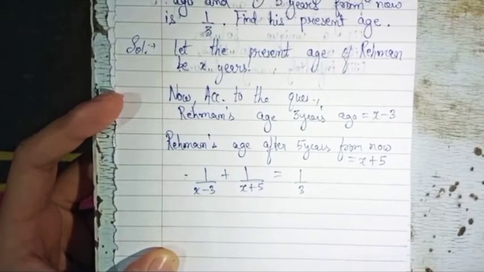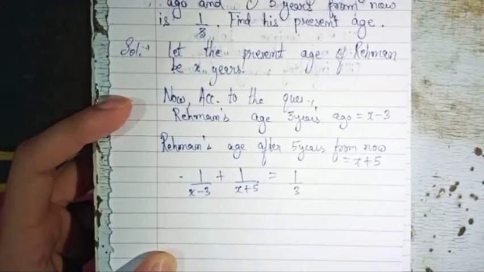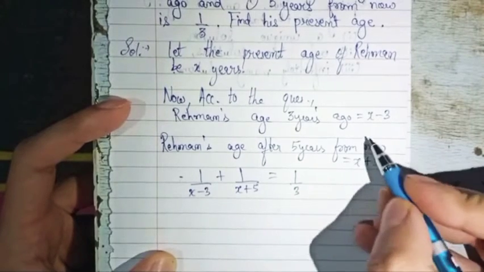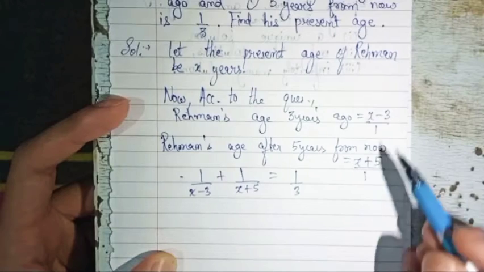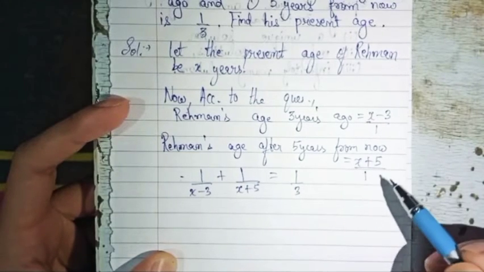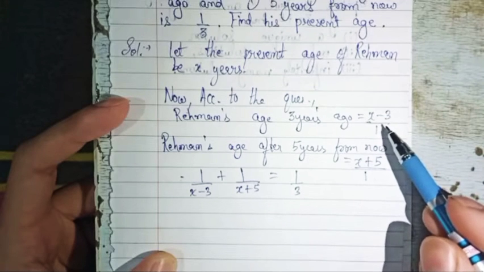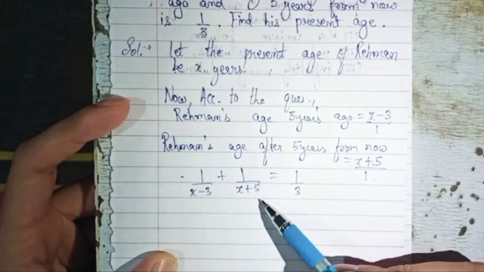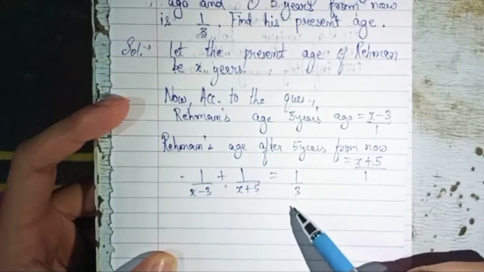Reciprocal means the numerator becomes the denominator and the denominator becomes the numerator. See, the denominator of these terms is 1. So we have taken the reciprocal, that means 1 will come into the numerator, and x minus 3 and x plus 5 will come into the denominator, and their sum is equal to 1 upon 3.